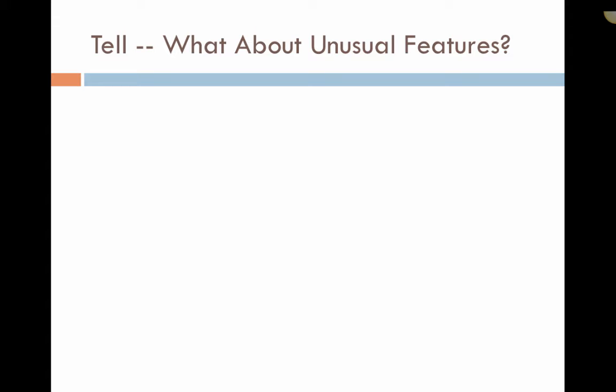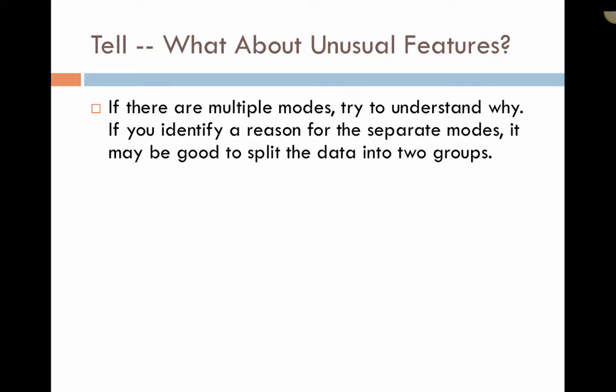After you've discussed the shape, center, and spread, you then want to look at unusual features. If there are multiple modes, we want to try and understand why. If we are able to identify a reason for the separate modes, it's sometimes a good idea to split the data into 2 groups, or at the very least, report the shape, center, and spread of each mode separately.